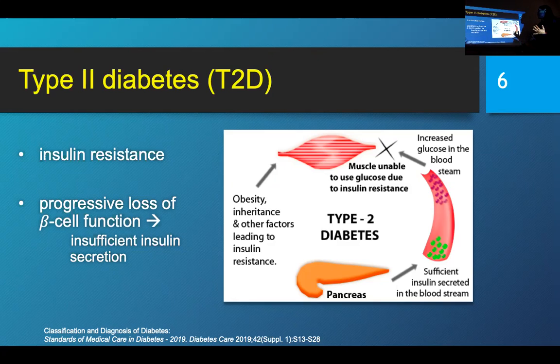So we have insulin resistance that prevents muscles from making use of the glucose, in addition to the progressive loss of beta cell function, and this increases the blood glucose level. Now, what are the risk factors for diabetes? Unhealthy diet, no physical activity, obesity, and some genetic predisposition.